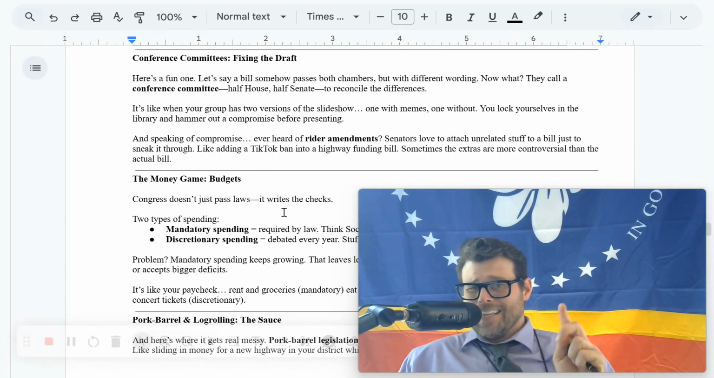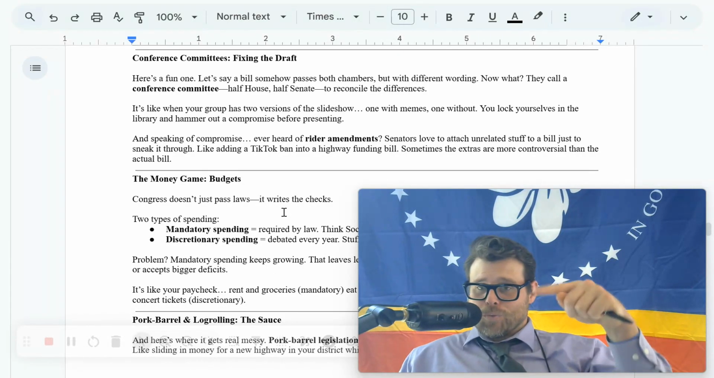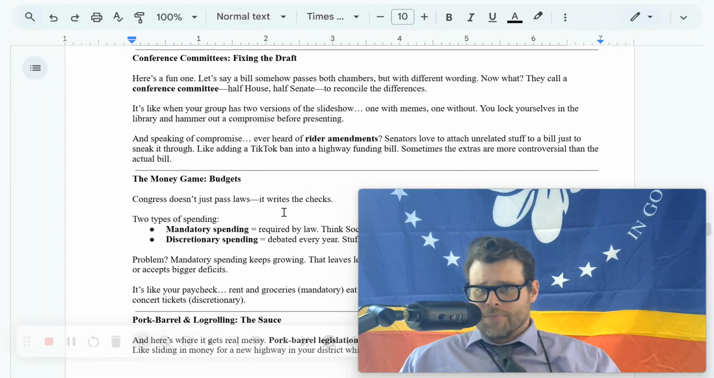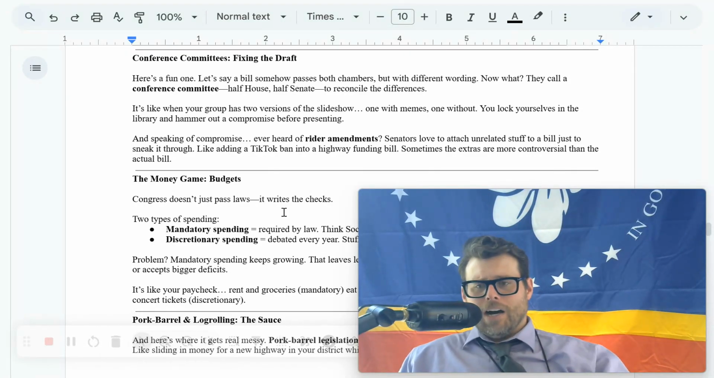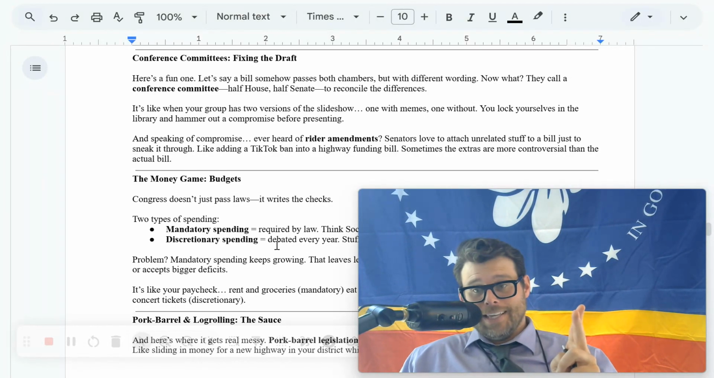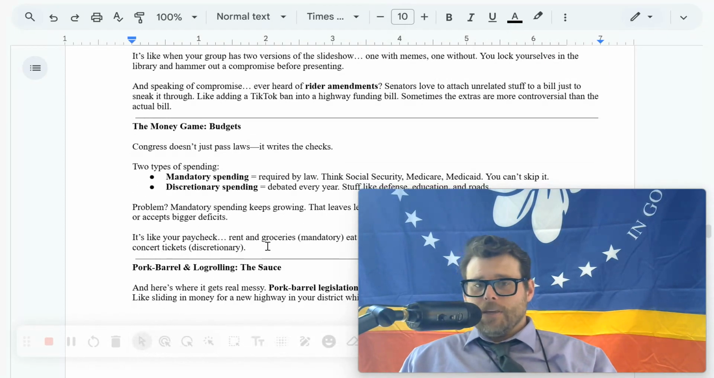And speaking of compromise, ever heard of rider amendments? A rider amendment is a secret addition to a bill. Senators love to attach unrelated stuff to a bill just to sneak it through, guys, like adding a TikTok ban into a highway funding bill. Sometimes the extras are more controversial than the actual bill. Riders are just additions, usually added in the dead of night, secretly, to get it passed through without people realizing. Sneaky.